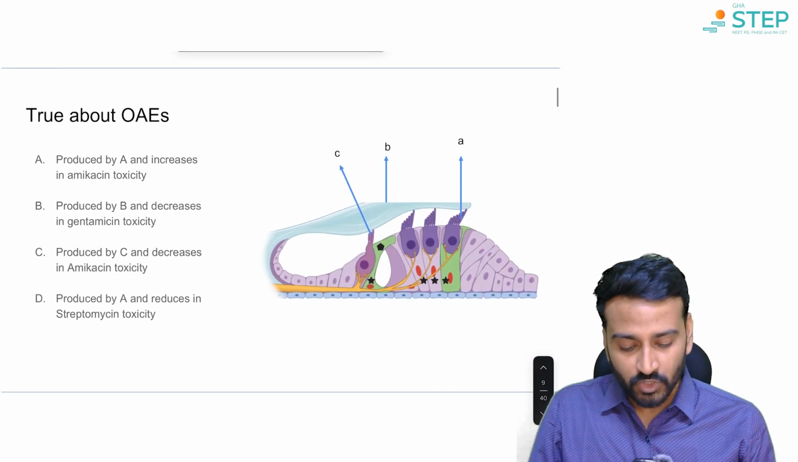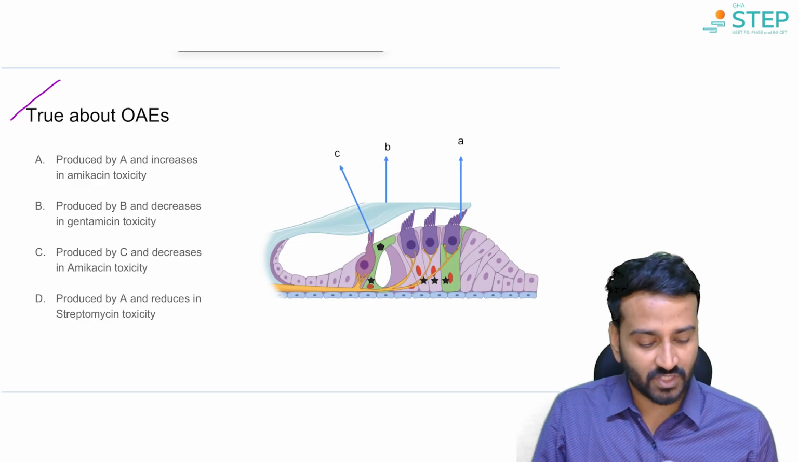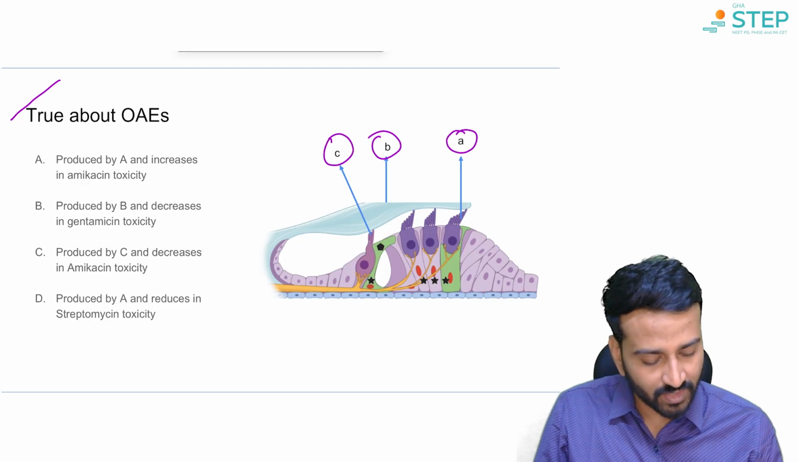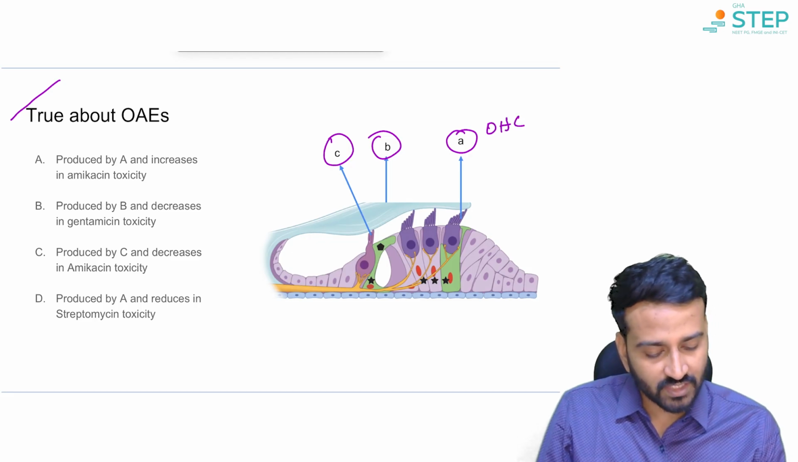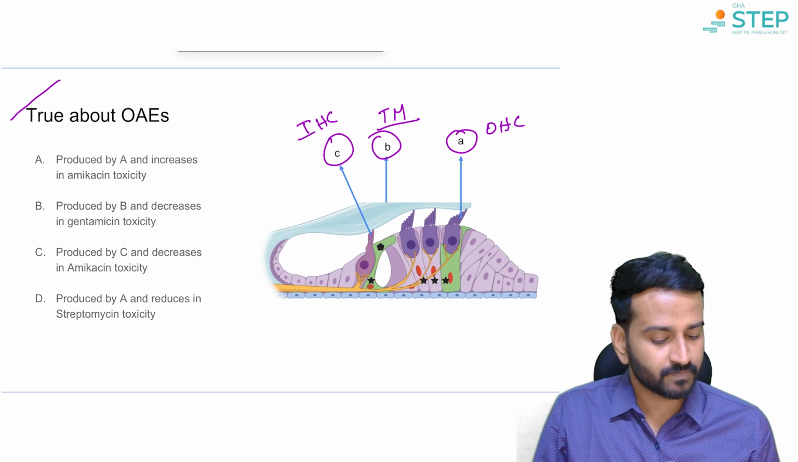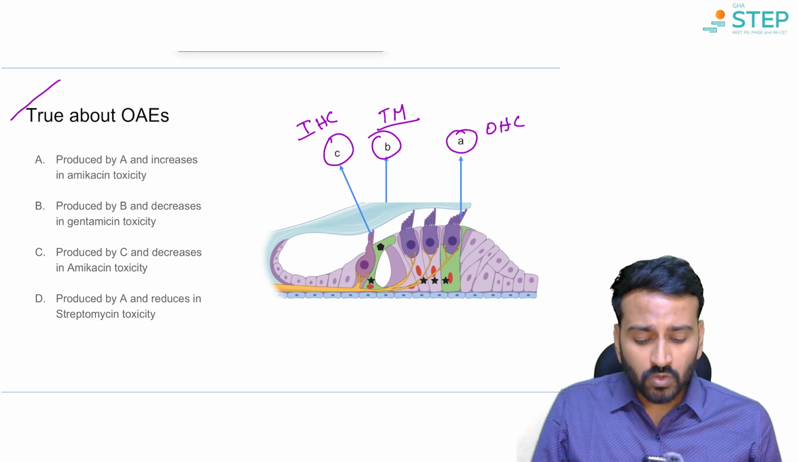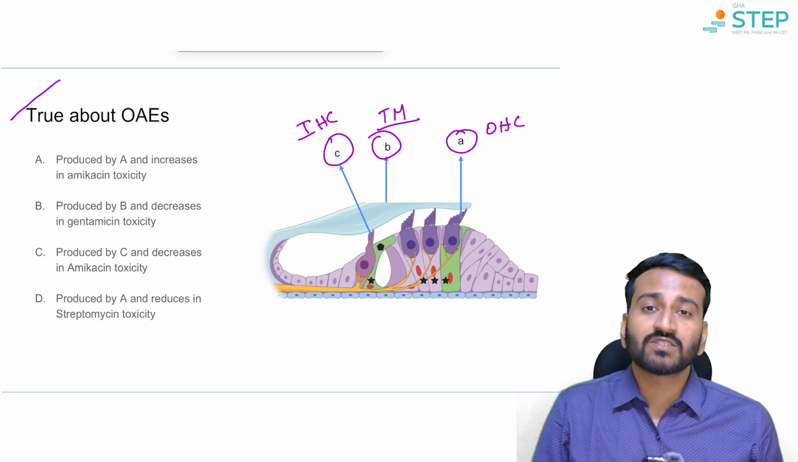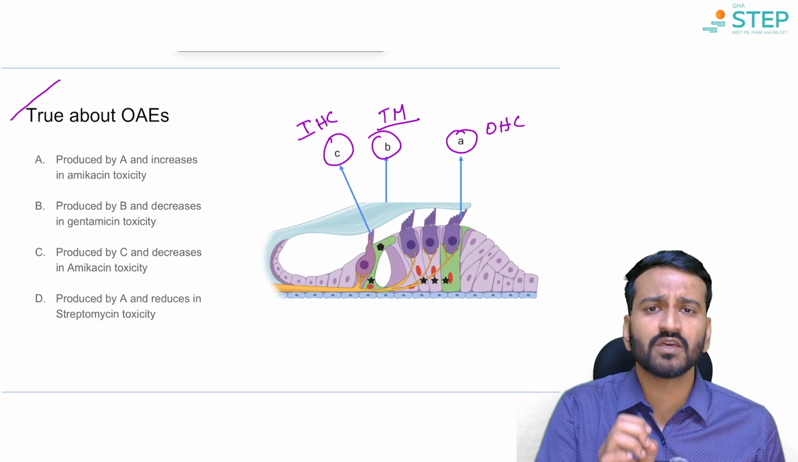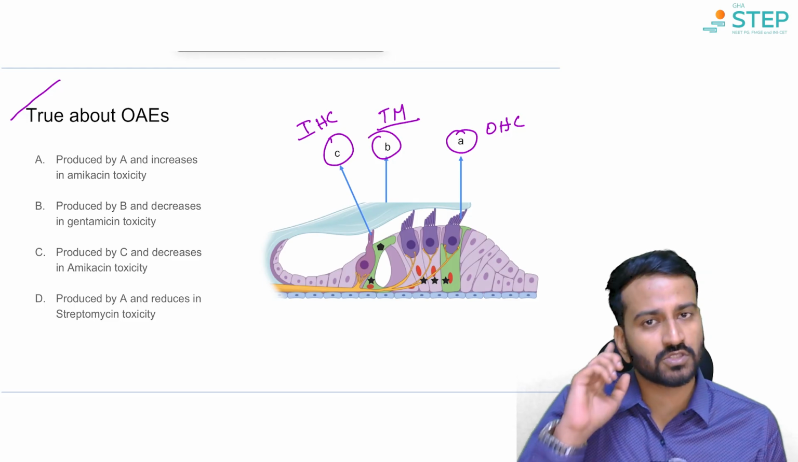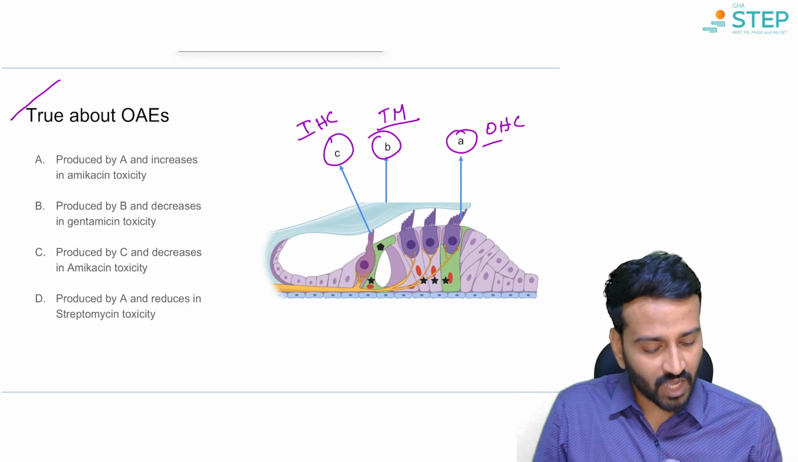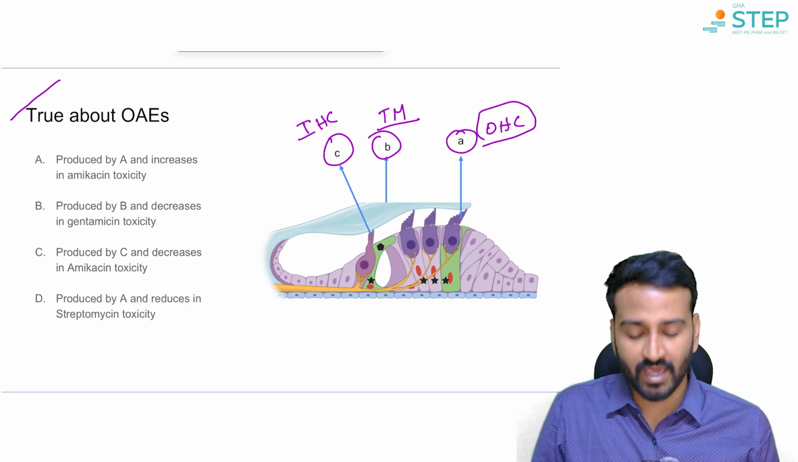Let us move ahead. True about otoacoustic emissions. Let us identify the parts first. This A, B, C, they are labeled. A is outer hair cells and C is inner hair cells and B is tectorial membrane. Right. So otoacoustic emissions are sounds, or waves produced by the outer hair cells, picked up by very specialized microphones placed in the external ear. So these otoacoustic emissions are produced by outer hair cells.